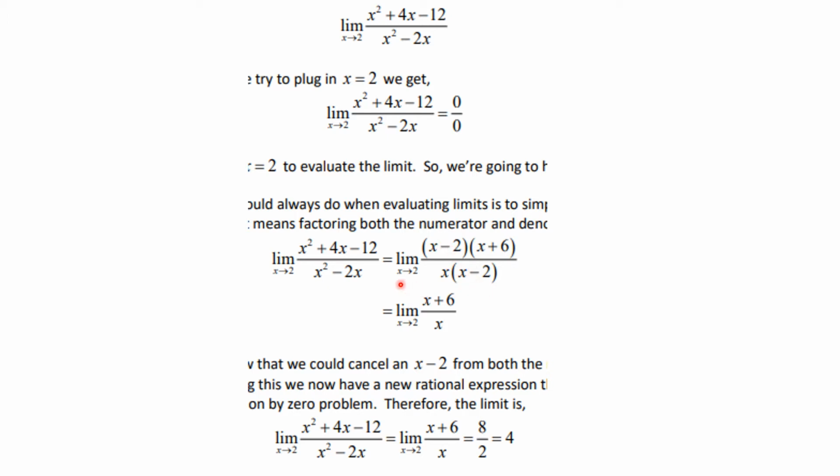And you see when the limit goes to x approaching 2, it never really gets to 2. So x minus 2 over x minus 2 is still a number. So those will cancel with each other. So this is the same thing as the limit as x tends to 2 of x plus 6 over x. And now we can just plug it in and we get 8 over 2 or 4 for our answer.